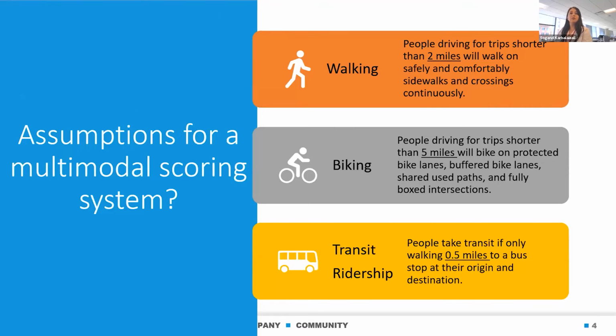We set some assumptions for the multimodal scoring system, and we adopted them from what is accepted in Virginia in VTrans. We assume that walking is any trips that people are currently driving, but those trips are shorter than 2 miles. Biking is any trips that people are currently driving, but is less than 5 miles. And transit ridership could be any kind of trips that today people are driving for 45 minutes. However, if they have access within half a mile to a bus stop, they could take that trip as a transit trip.